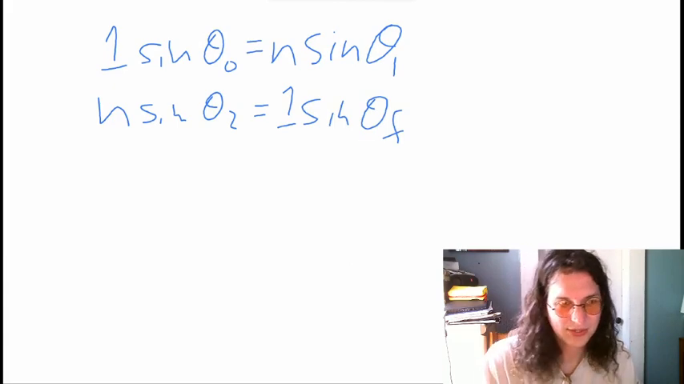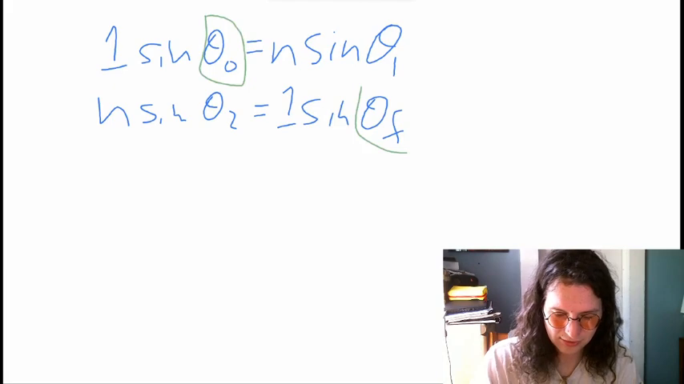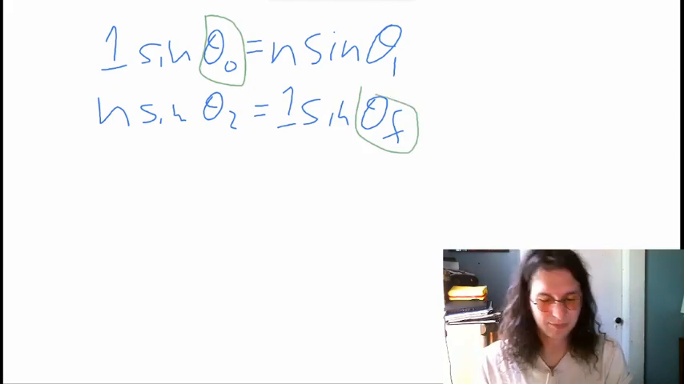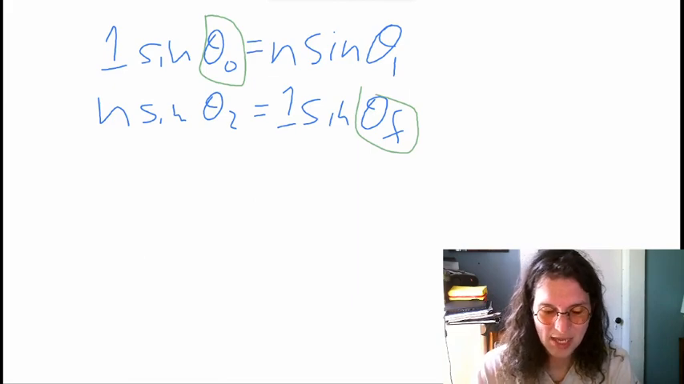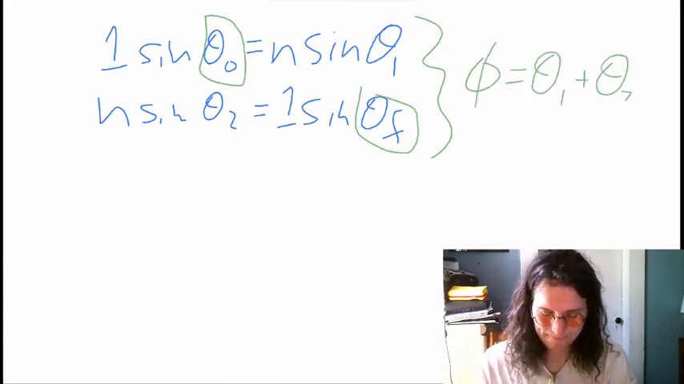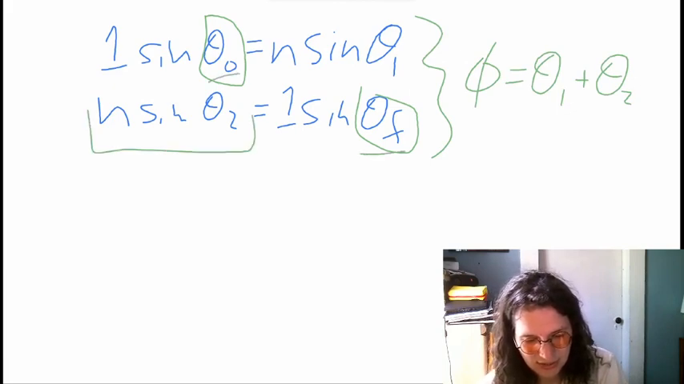Now, I know that I want the same angle for both theta initial and theta final, so I can replace those both with just some variable. I'd probably just call it theta, but you can replace it with whatever variable you'd like. And then the last equation that you're going to have in play is, we know that phi is equal to theta 1 plus theta 2. And since these are identical, we can go ahead and set these equal to each other.